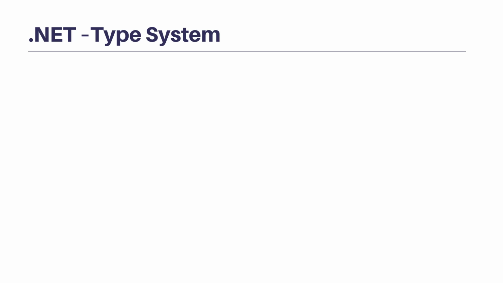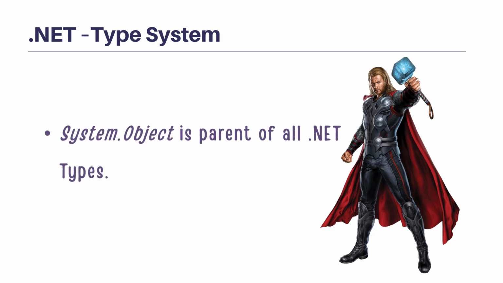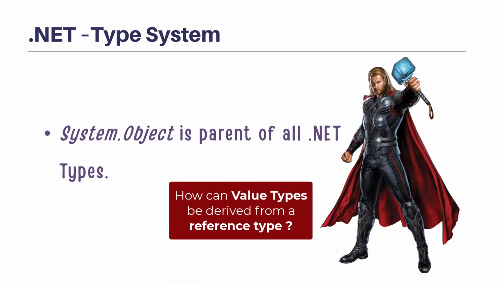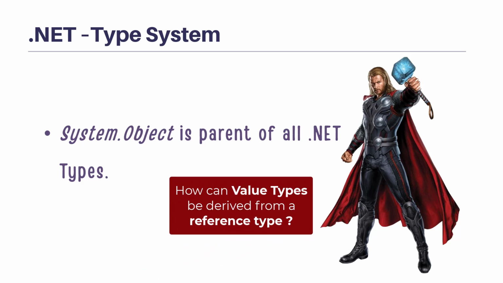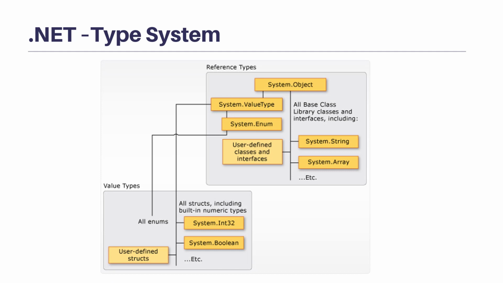All the data types, whether it is a value type or a reference type, are basically derived from a single type, System.Object. And System.Object is a reference type. Now we already know that the runtime treats value types and reference types differently. So one obvious question here can be, how can value types and reference types both have a single parent? As the diagram shows, System.Object is the parent of all the data types.